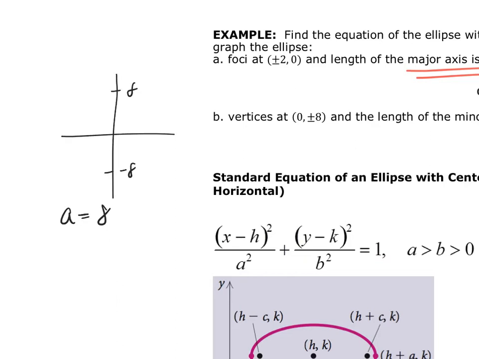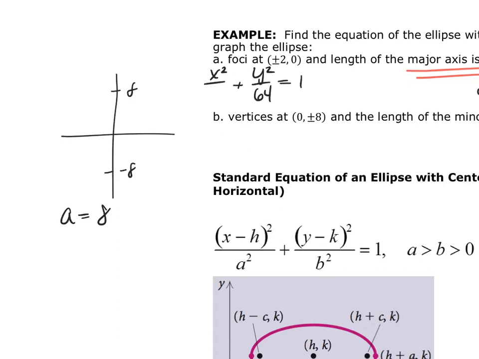And it's going to be underneath who? The X or the Y this time? The Y. Because my majors are on the Y-axis, so it has to go underneath the Y part. So what I have so far is Y squared over 64, that's 8 squared, is equal to 1. And then I have X squared over... now I'm chasing the B.